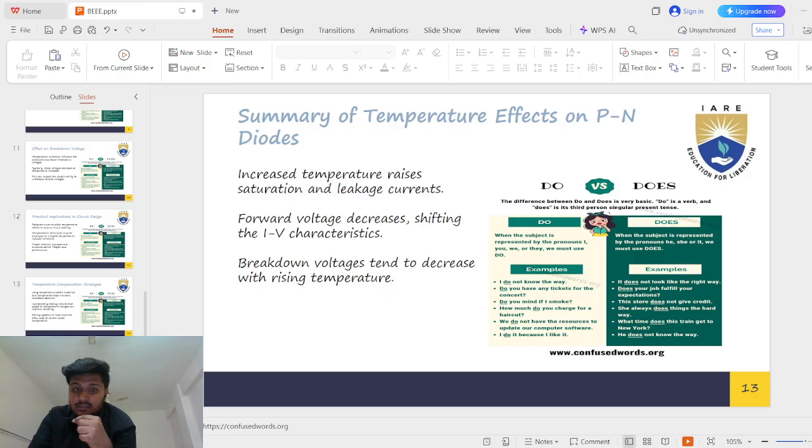Forward voltage decreases. What happens? To make a diode conduct current in the forward direction, you need a minimum voltage called forward voltage. Effects: as temperature rises, the diode needs less voltage to start conducting because the charge carriers move more easily.